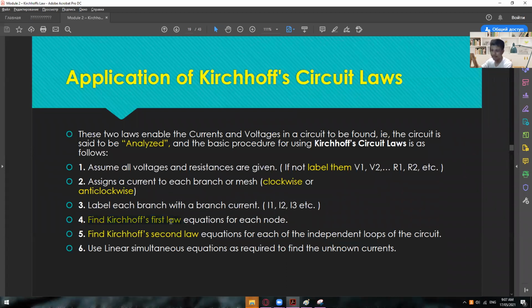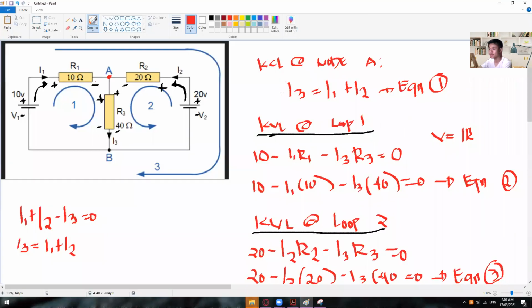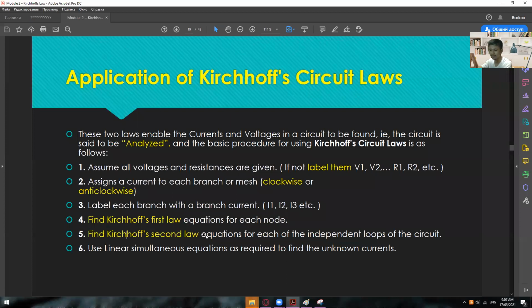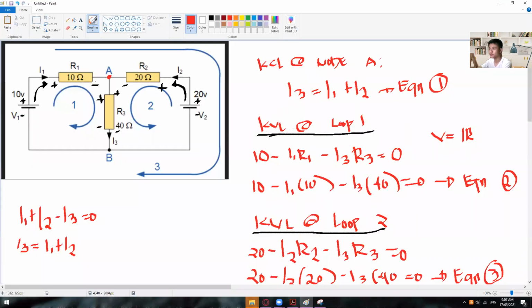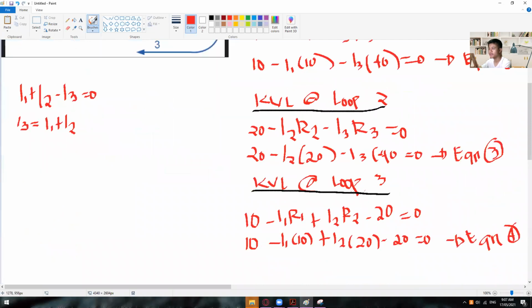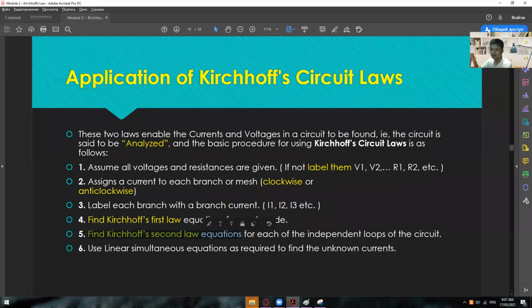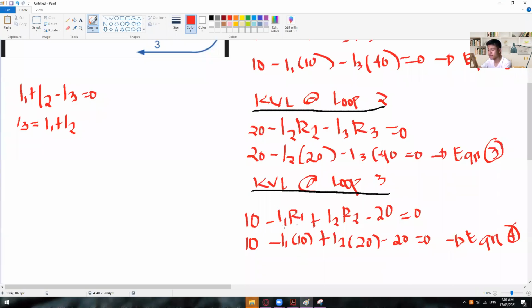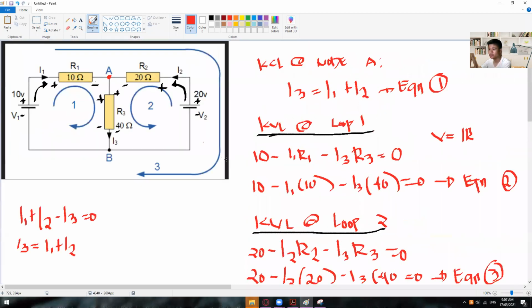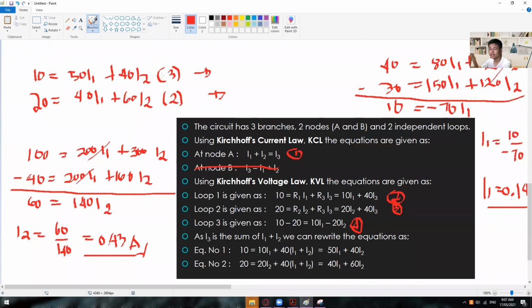And then here you can now find the KCL, just like what we did a while ago. There's one right here, the KCL equation for node A. And then the next one is the KVL, which we did for loop 1, loop 2, and then loop 3, right? And then from there, you can now use linear simultaneous equations as required to find the unknown currents. So in here, we actually have two ways to solve the unknowns. As long as you have the same variable names, like for example right here, you can already use this one without multiplying that one by 3 or by 2.